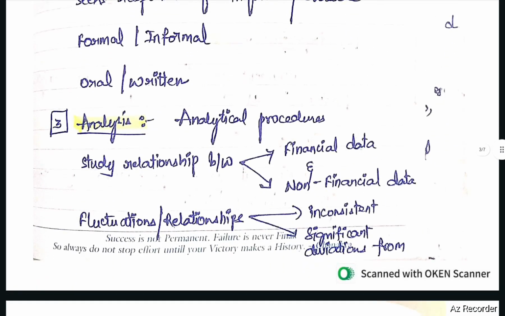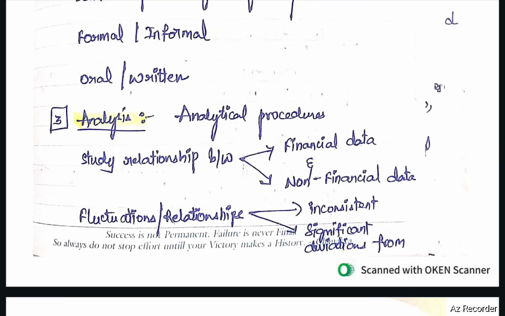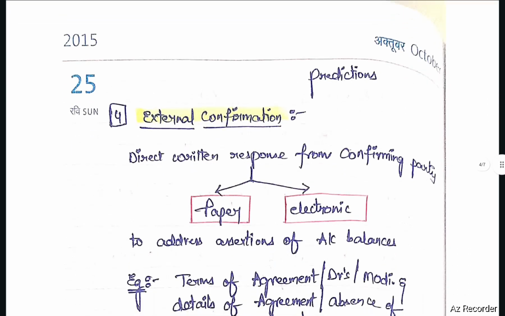Analysis. Analysis means analytical procedure. In analysis, we study the relationship between financial data and non-financial data. Fluctuations or relationships that are inconsistent, significant deviations from predictions.